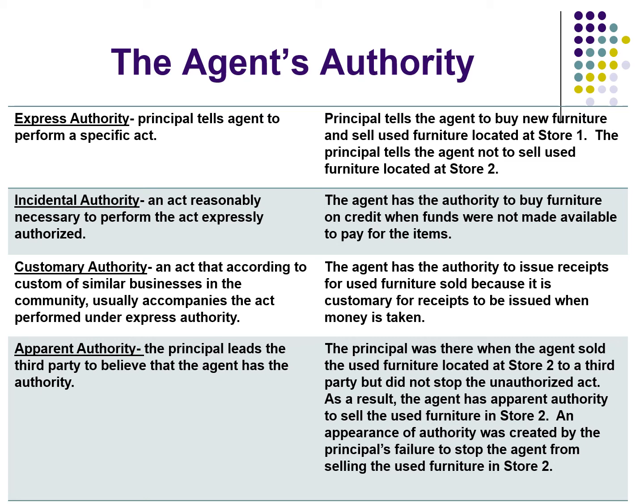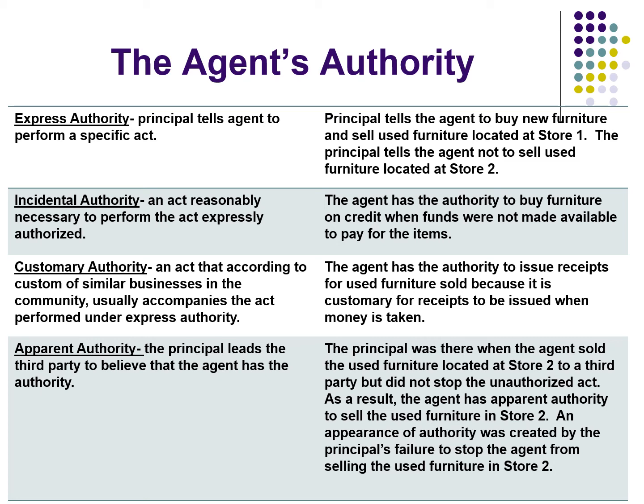And as usual, the express is the most obvious, right? Your express authority is what the principal has specifically empowered the agent to do. So the principal tells the agent to perform a specific act. For example, the principal tells the agent to buy new furniture and sell used furniture located at store 1, right? And then they tell them, though, at store 2, do not sell used furniture. You have been told affirmatively what your authority is. That's your express authority.